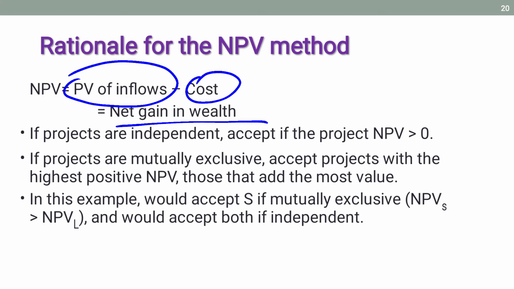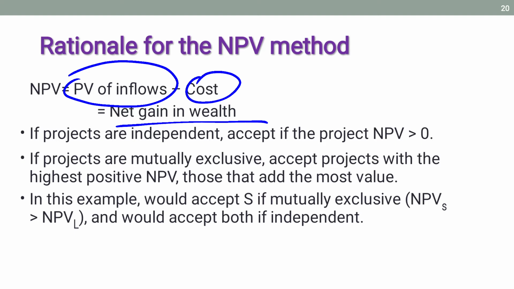If the projects are independent, accept if the project NPV is greater than 0. Remember, at the beginning I explained there are two types of project. One is independent project. The other one is mutually exclusive project, right? As long as NPV value is greater than 0, then if you have sufficient fund to invest in all the projects, those are independent projects and you can accept them, right?